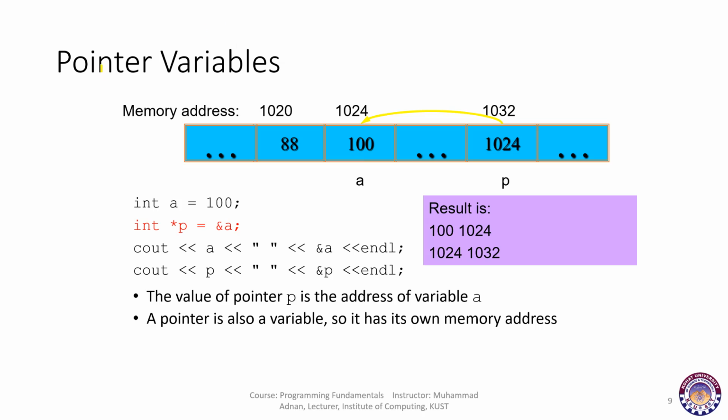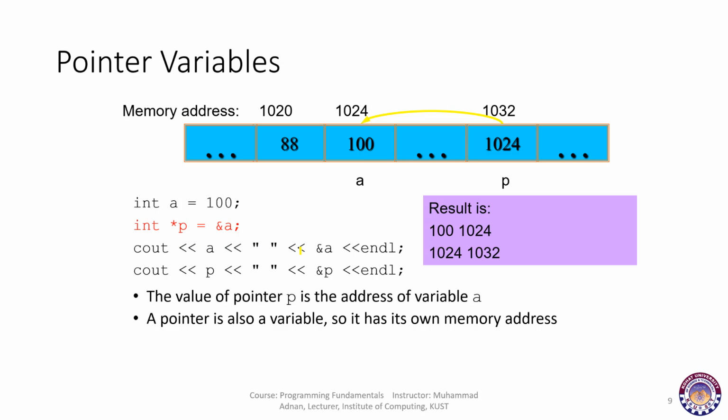Okay, then we have the pointer variable. Just as I told you, a pointer variable holds the address of another variable. So this is p, it is holding the address 1024, which is the address of variable a. So how can we assign the address of variable a to a pointer? First declare a variable a and assign it some value, in this case 100, and then we declare a pointer, and at the same time we assign the address of a to pointer p.